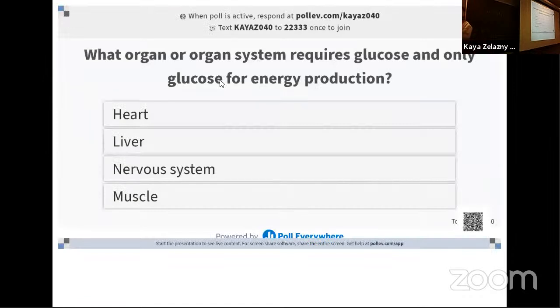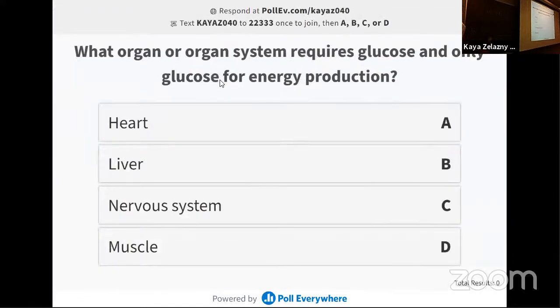Right. So as we start to talk about the role of the glucagon and the insulin, we're going to need some of our terms that we talked about way back when we were talking about metabolism. And one little aside that we mentioned a little bit at the beginning of this unit. Let's go ahead and remember which organ system really requires glucose for energy production and can only use glucose, pretty much.